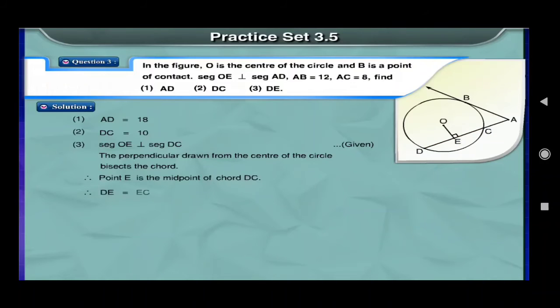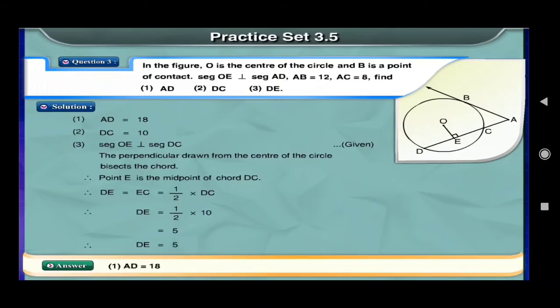Therefore, DE is equal to EC is equal to 1 upon 2 into DC. Therefore, DE is equal to 1 upon 2 into 10, that is equal to 5. Therefore, DE is equal to 5. Answer: 1. AD is equal to 18. 2. DC is equal to 10. And 3. DE is equal to 5.